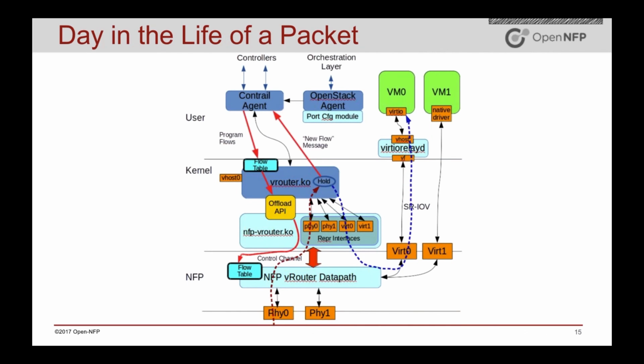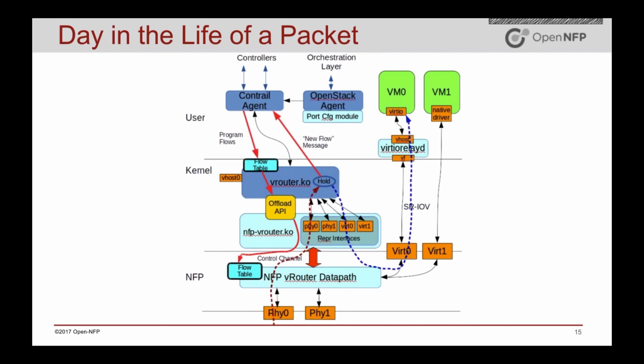Okay, to show how offloading works now, we're going to talk about a day in the life of a packet. This is for the first packet of a flow arriving into the system. This packet is arriving, we'll say, from the underlay network, and it comes into the vRouter data path, which looks at it and says, okay, this packet pertains to a flow that I don't have in my flow table.